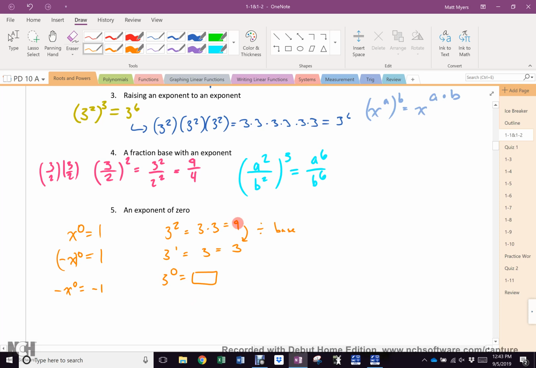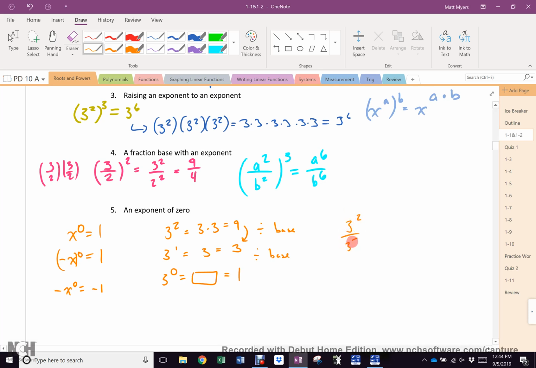But if it happens once in math, how often does it happen? Always. So obviously I have to divide by the base again, which is what? 3. What is 3 divided by 3? 1. If it happens once in math, how often does it happen? Always.